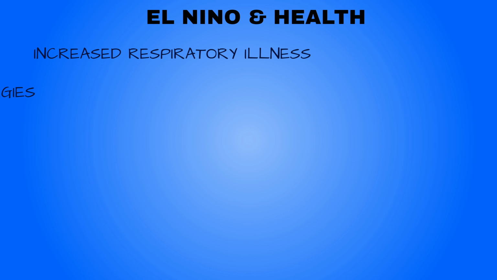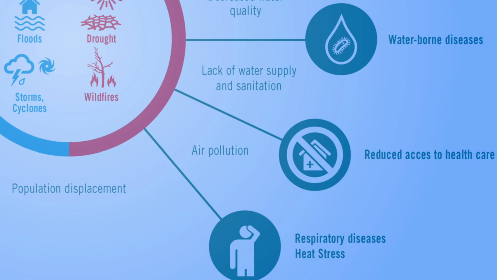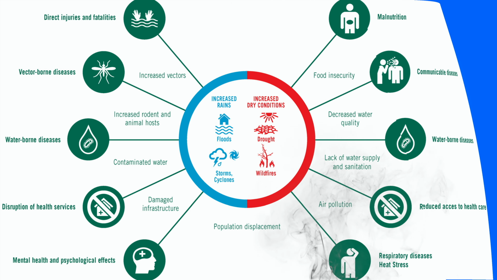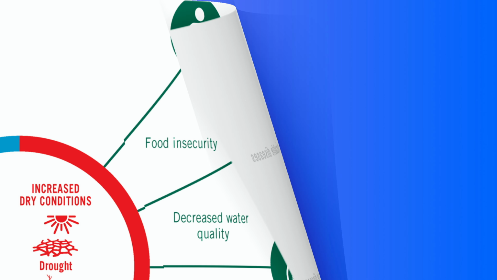Respiratory illness. El Nino can also contribute to poor air quality and an increase in respiratory illnesses such as asthma and allergies. This is due to the higher temperature and humidity, which can lead to an increase in air pollution, including smog and smoke from wildfires. Malnutrition. El Nino can also result in food insecurity and malnutrition in some areas, as it can cause drought or flood, which can damage crops and decrease food production.